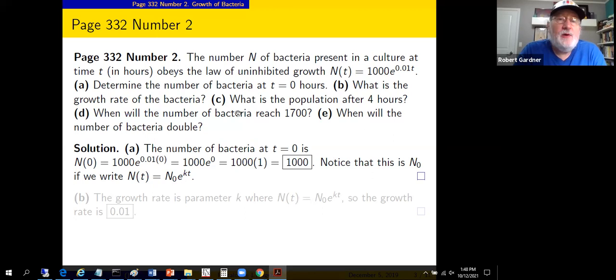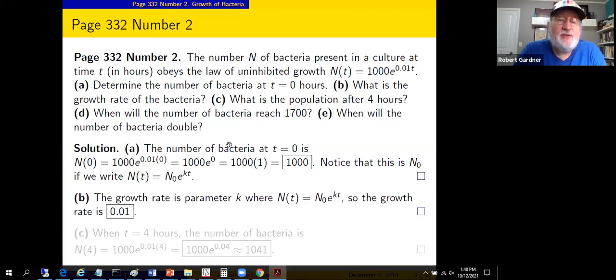Part B, what's the growth rate of the bacteria? Well, the growth rate is parameter k in this particular expression. So it's the coefficient of t. In this case, the growth rate is 0.01.